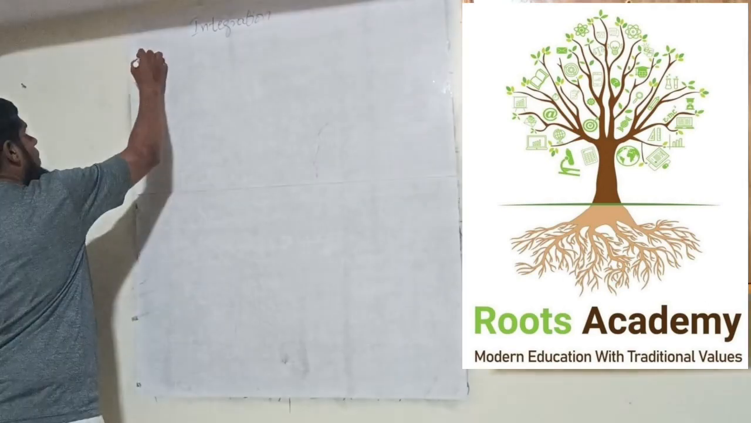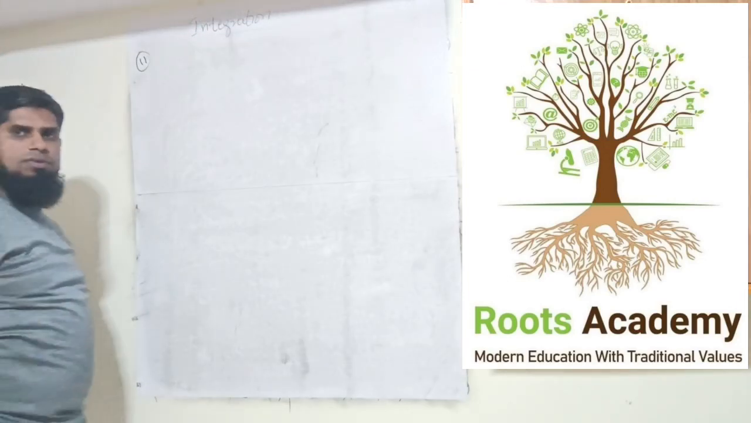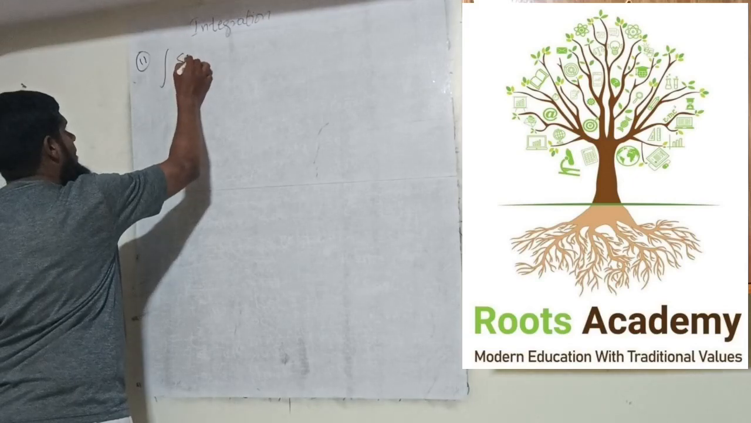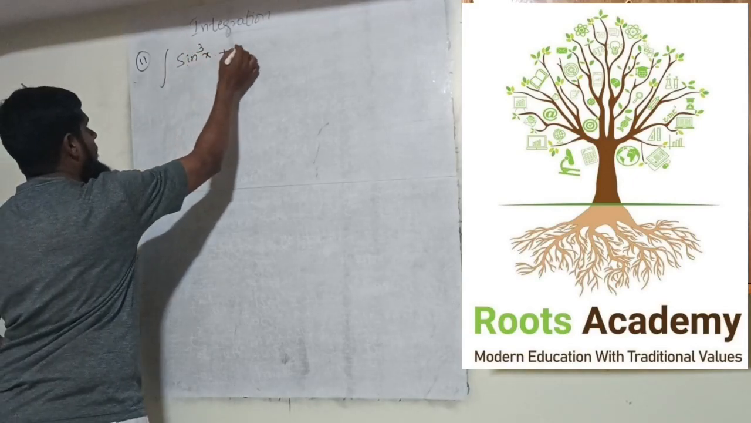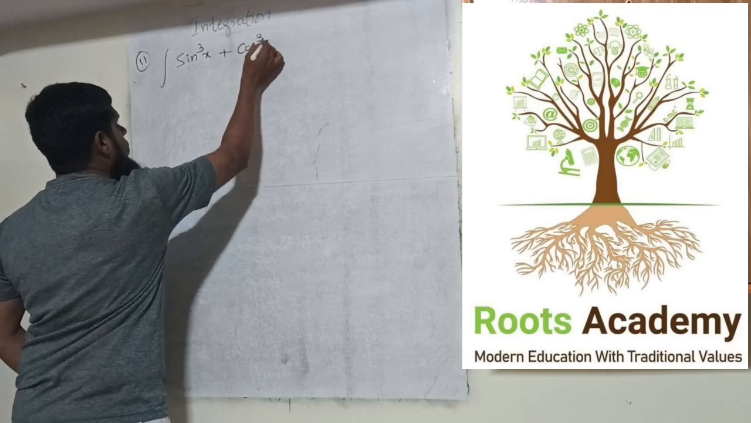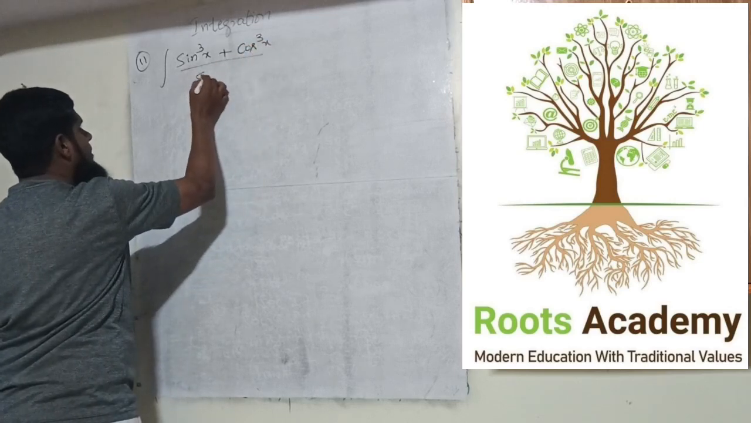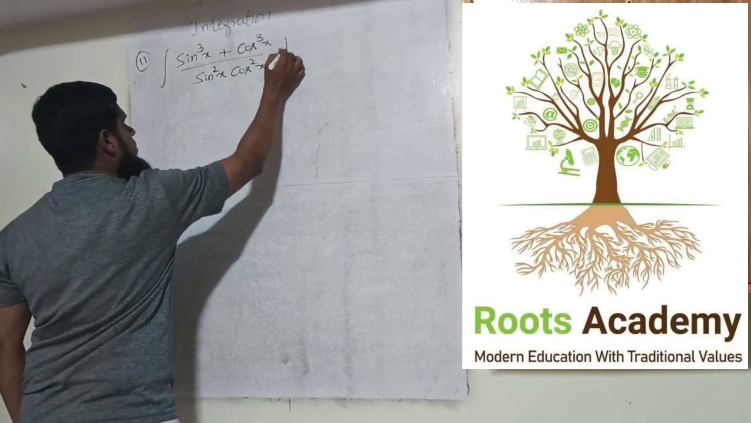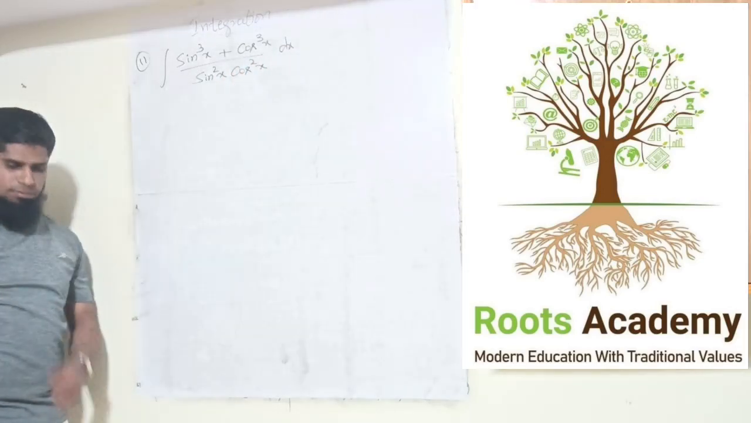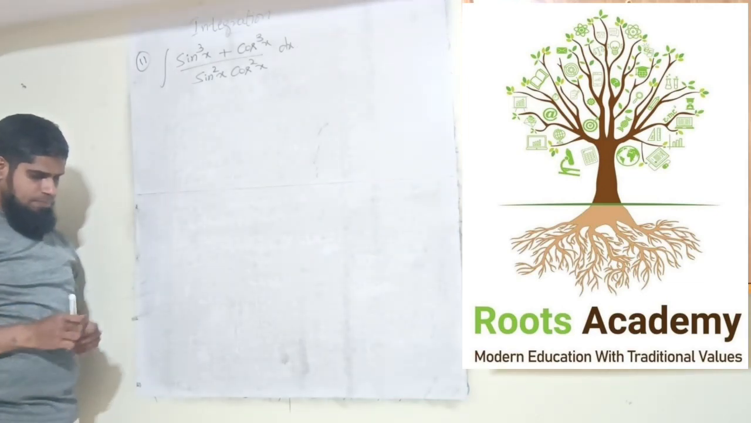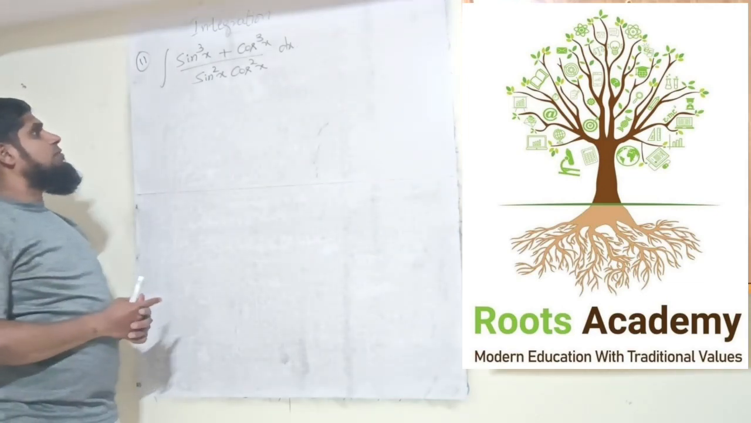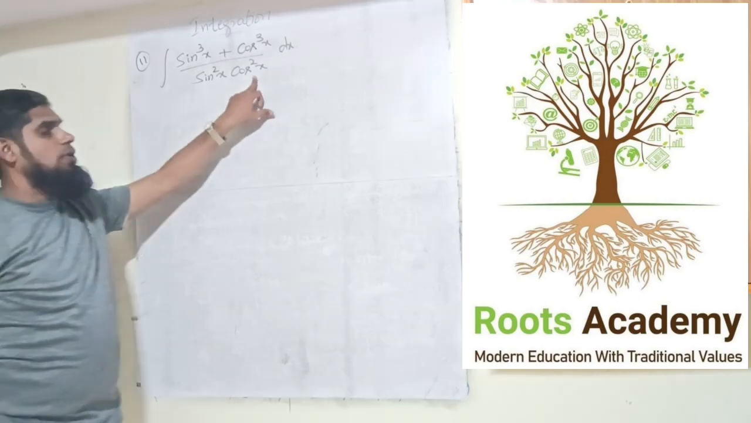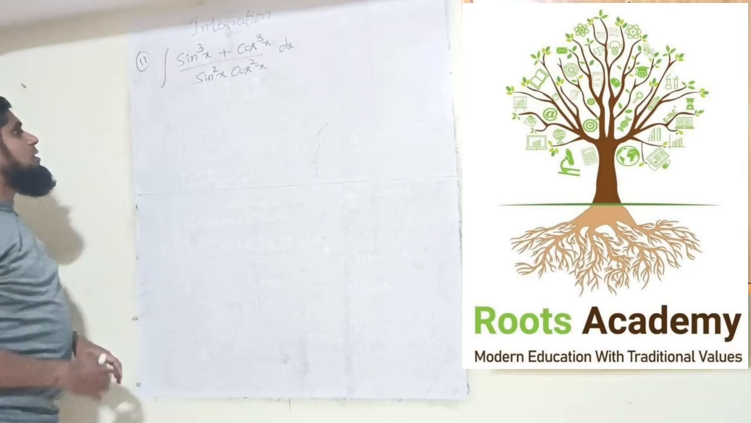Okay students, the next question is find the integral of sine cube x plus cos cube x whole divided by sine square x into cos square x dx. Find the integral of sine cube x plus cos cube x divided by sine square x into cos square x.